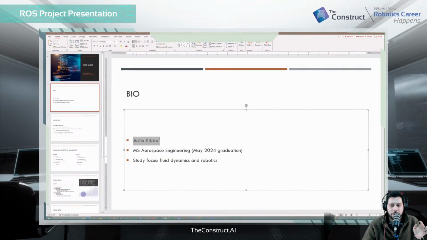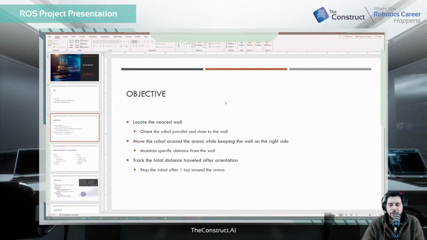So this is my name. I'm Justin Kibbe. I'm getting my master's in aerospace engineering at the University of Houston in Texas. My focus inside of this degree is fluid dynamics and robotics.